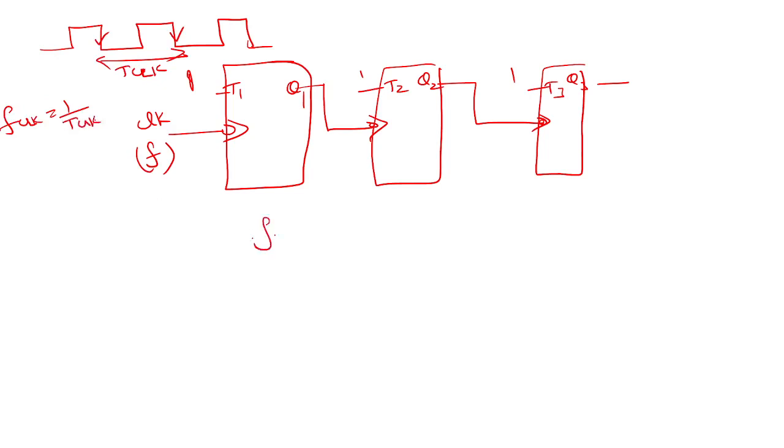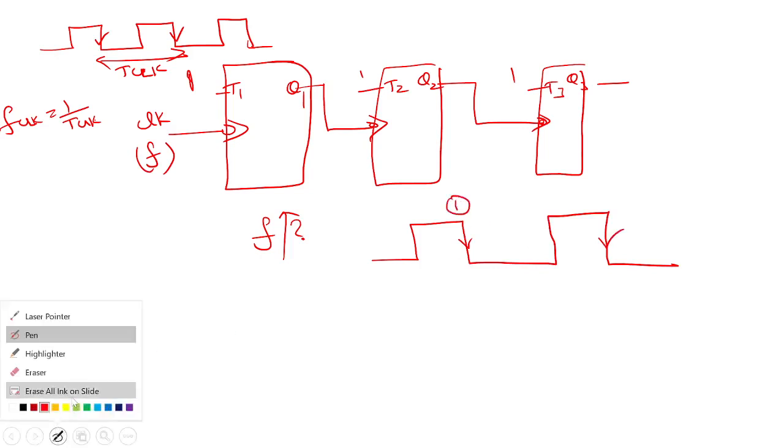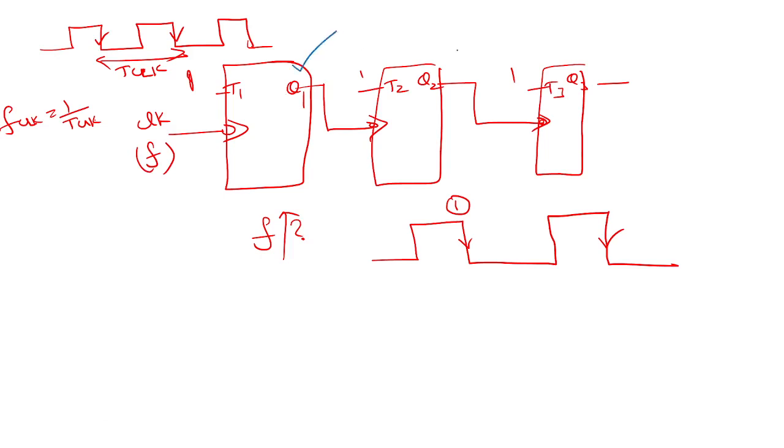Now, the question is, can I apply any frequency, or is there a limit on the frequency? Can I apply infinite frequency? Obviously, the answer is no. Why? Because once you apply the clock, you want Q1 to get stabilized, Q2 to get stabilized, Q3 to get stabilized. Q3 gets stabilized only when Q1 and Q2 have stabilized, and then processing time should be given to the third flip-flop. Let's say this is TD, TD, TD.